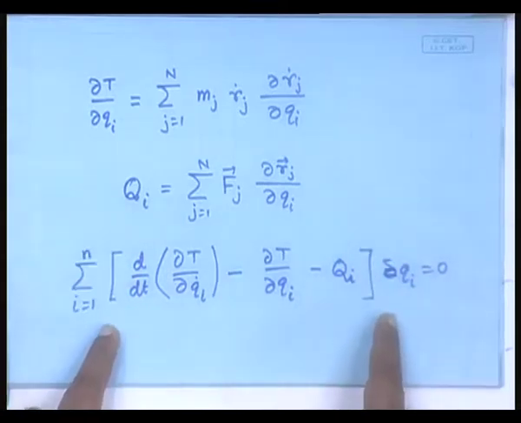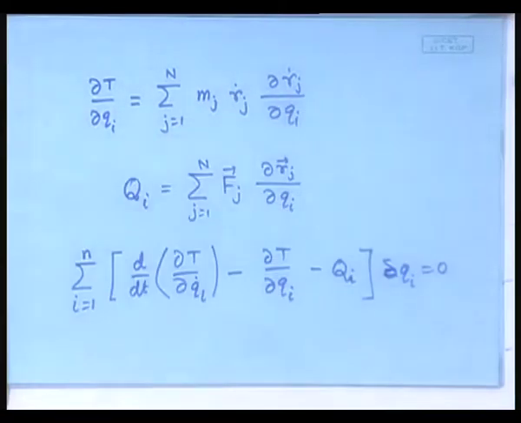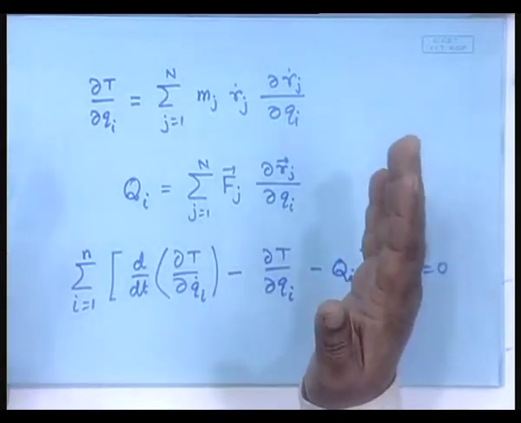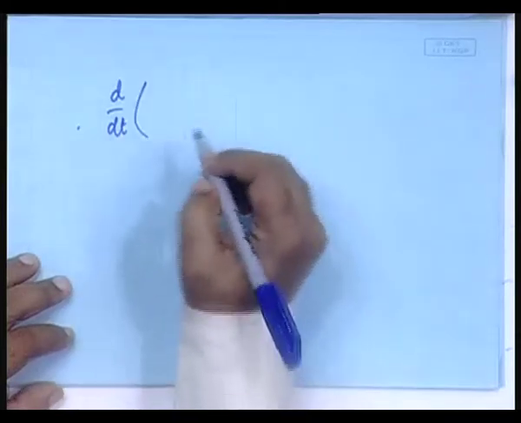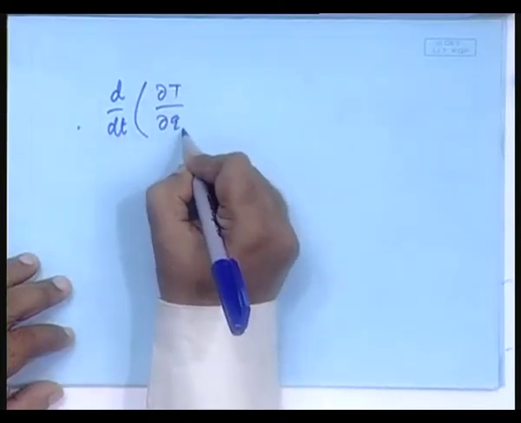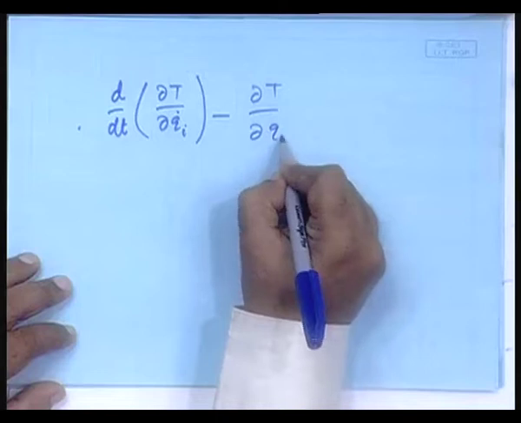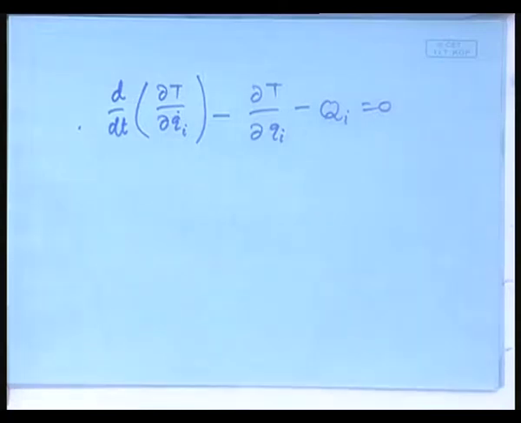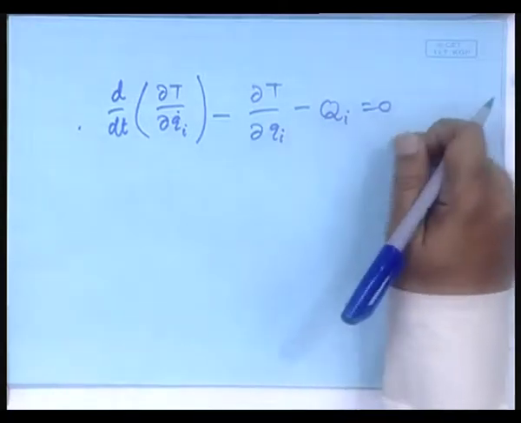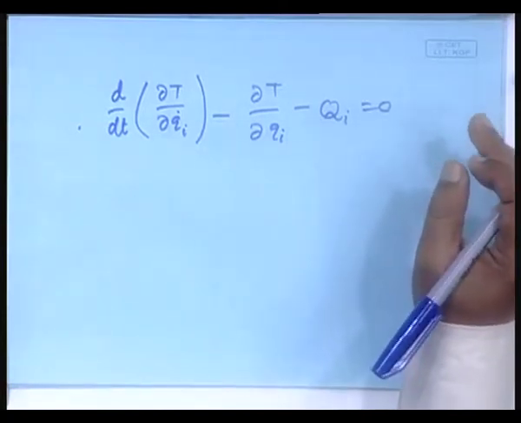Okay. Not only that, this term must vanish for all the generalized coordinates, not the summation, just individually along all the generalized coordinates, this term must vanish. So, that gives a very simple equation: d dt of dou T by dou q I dot, minus dou T by dou q I, minus the generalized forces, equal to 0. Now, this is the Lagrangian equation in the most generalized form, in the most general form.